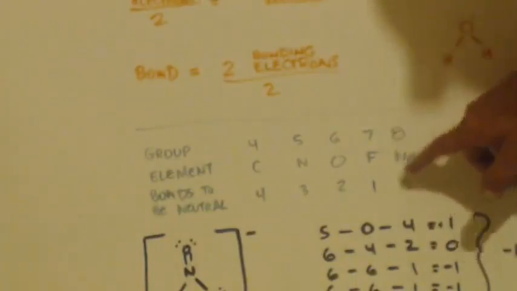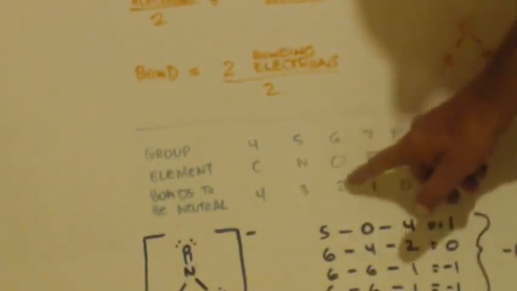8 plus 0 is 8. 7 plus 1 is 8. 6 plus 2 is 8. 5 plus 3 is 8. 4 plus 4 is 8. That's how you know how many bonds these elements would want to be connected to, how many bonds they want to be neutral. You just add it up.